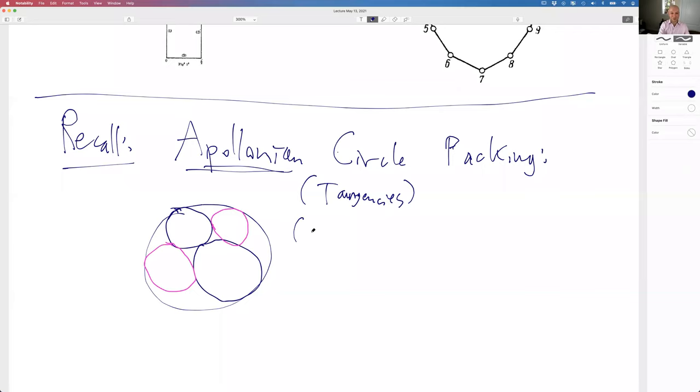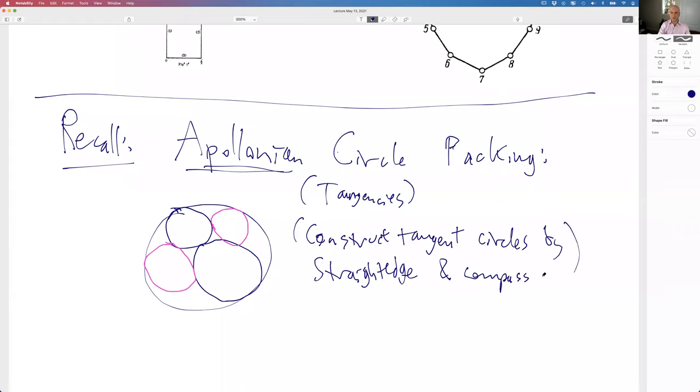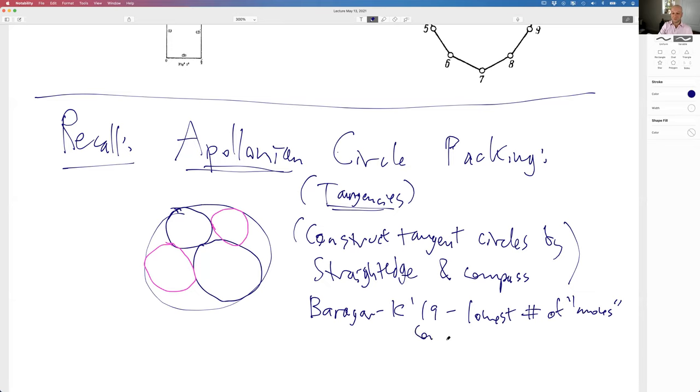Maybe I should mention, we construct tangent circles by straight edge and compass, of course. His original method was lost, and a method that used only the tools available to him was rediscovered or invented anew in the 16th or 17th century. Actually, very recently, this is just baby geometry, high school geometry, Arthur Barragar and I gave the currently best known construction, with the lowest number of moves. And we conjecture that this is the best possible construction. But anyway, that's just an aside.